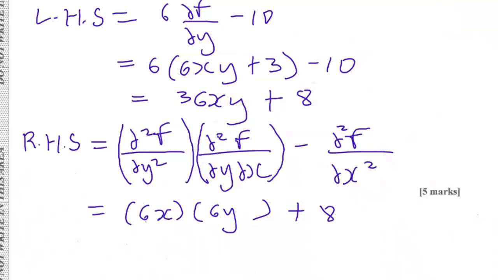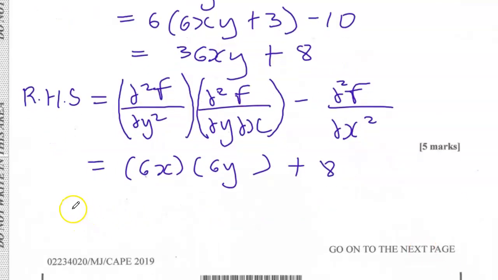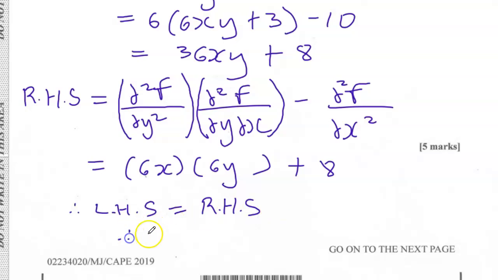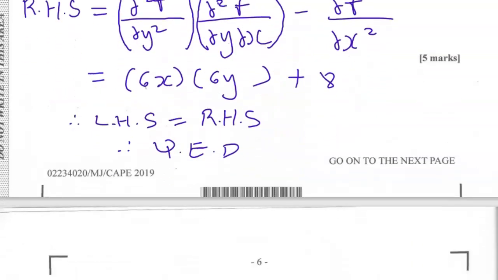So notice the left hand side is equal to the right hand side, abbreviating RHS for right hand side. Therefore, this proof was quite easily done. Let us move on to part B.